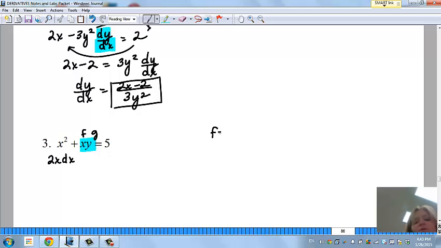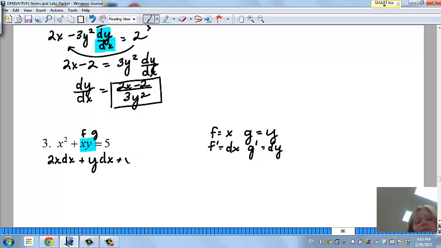I want to show you, when you do this, make sure you do your dx's and dy's in there. So my f is x, my g is y. So f prime is going to be 1 dx, or just plain old dx. G prime is going to be 1 dy, or just plain old dy. So when I put this in here and do the product rule, it's going to be f prime g plus f g prime, and just put the dx behind. So f prime g is y dx plus f g prime is x dy. So that goes with the xy there, and the derivative of 5 is 0.